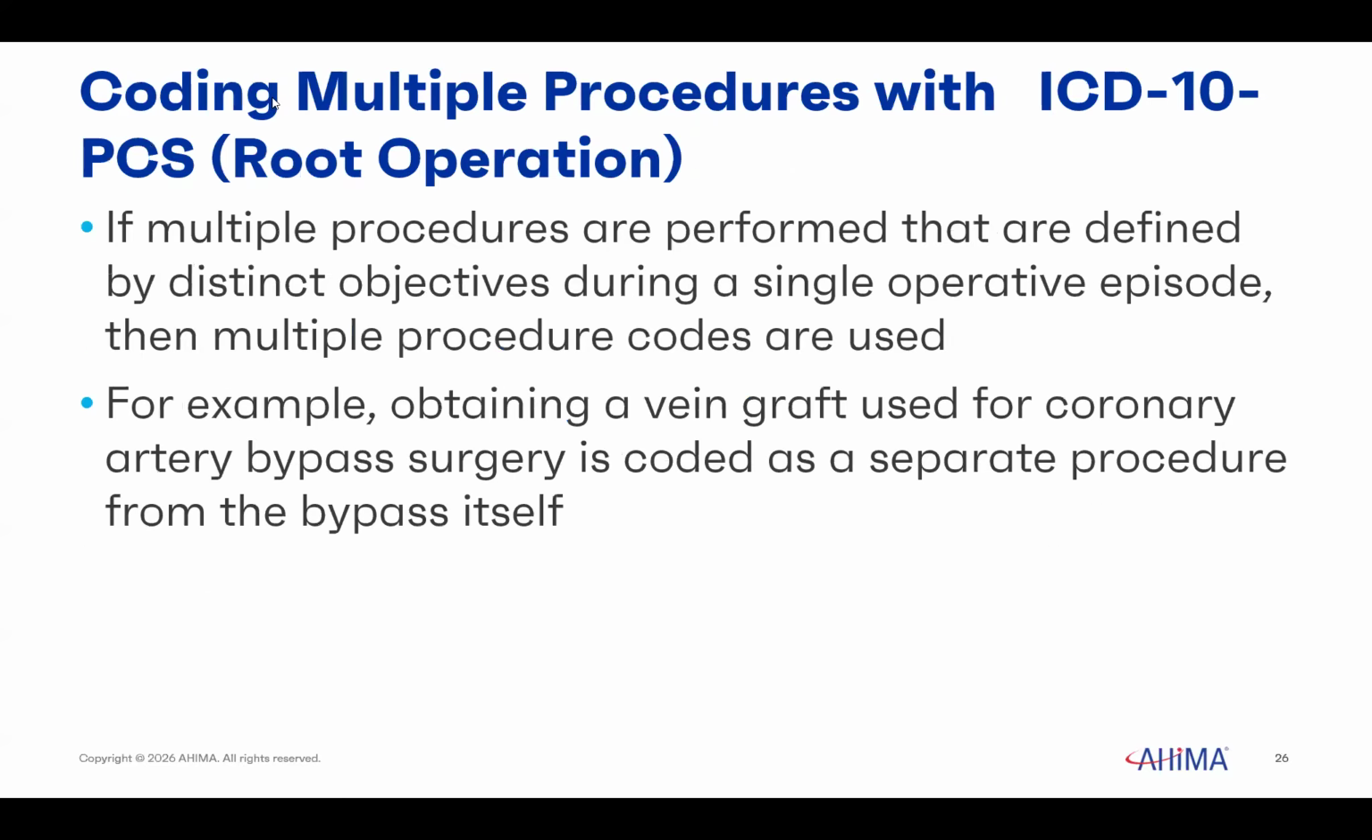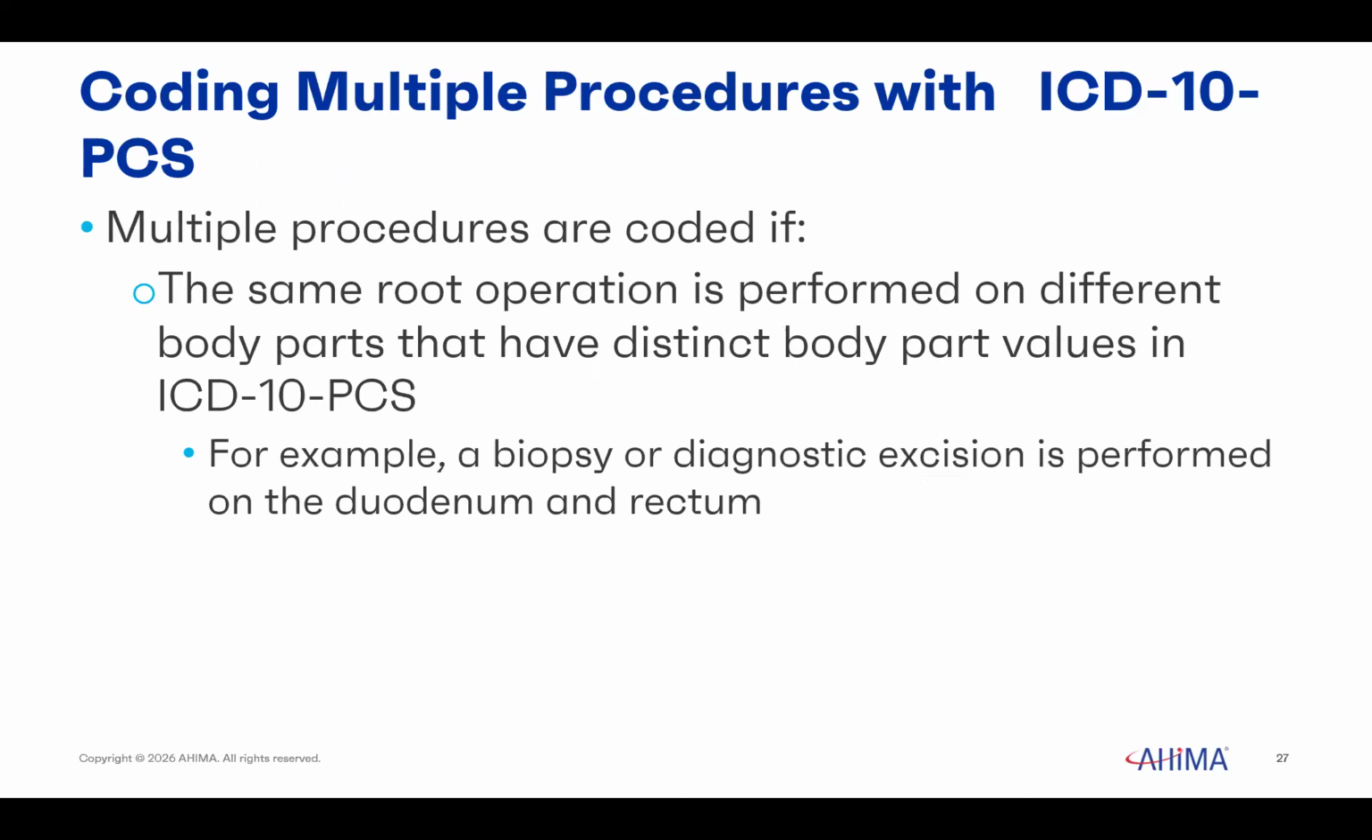If multiple procedures are performed, they're defined by distinct objectives, very important here, during a single operative episode, then multiple procedure codes are used. So an example of this, we obtain a saphenous vein graft for coronary artery bypass surgery. That is a separate procedure from the bypass itself. So you have 2 procedures with coronary artery bypass surgery. And again, multiple procedures are coded, and this is again per the guidelines.